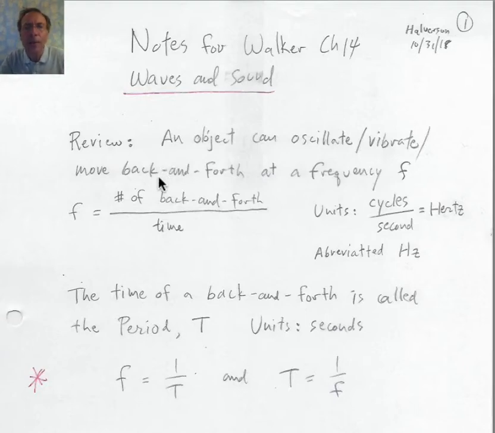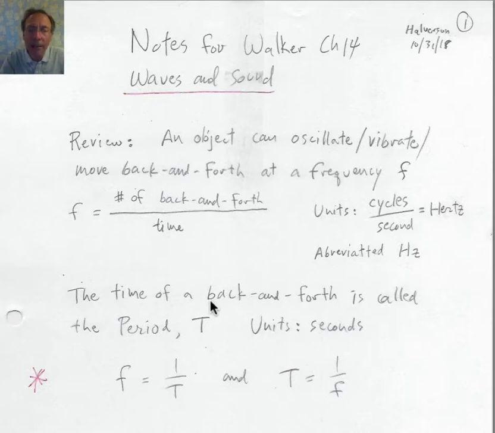Hello students, we're now going to study waves and sound. Now we've talked about vibrations and oscillations. An object can oscillate or vibrate or move back and forth at a frequency f, and f means the number of times it goes back and forth, moving and coming back where it started from per unit of time. And the units are cycles per second, which is also known as hertz, abbreviated Hz.